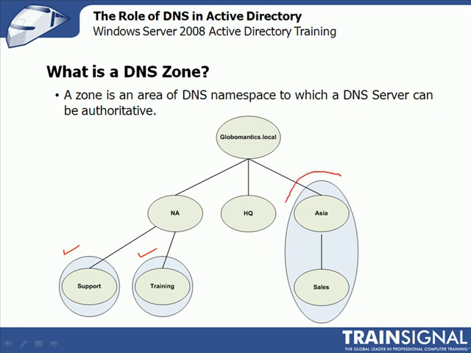But over here, you'll notice that I've got this big oval around Asia and sales. The reason why is to illustrate that we could have a DNS server that is authoritative over that entire area of namespace. It's authoritative for asia.globalmantics.local, and it's also authoritative for sales.asia.globalmantics.local. Okay, so just understand that a zone really is synonymous with namespace, other than the fact that we use the term zone to distinguish that a specific DNS server is authoritative for that area of namespace.